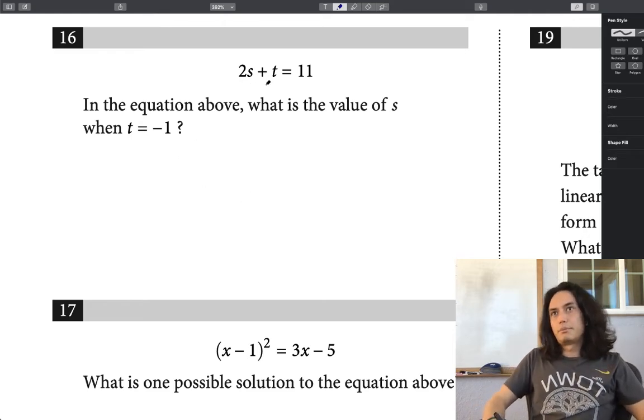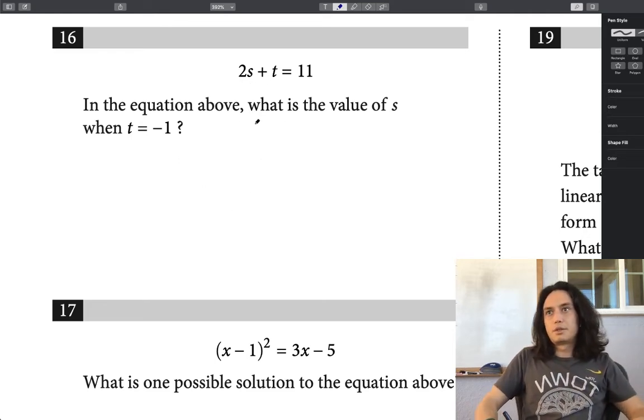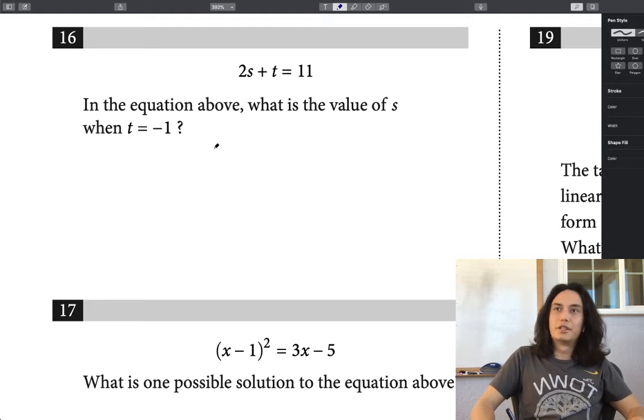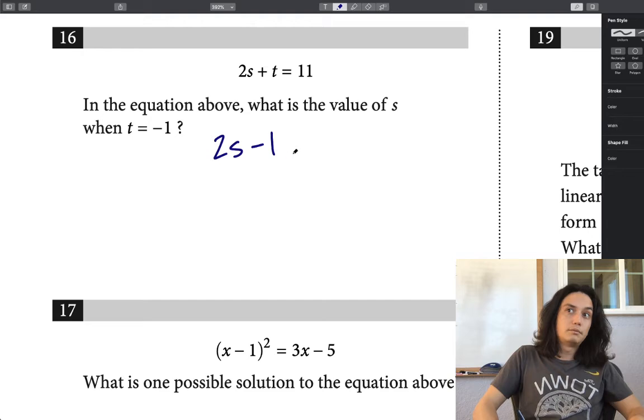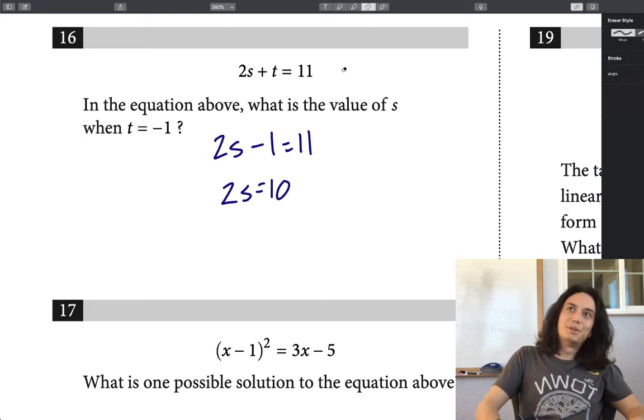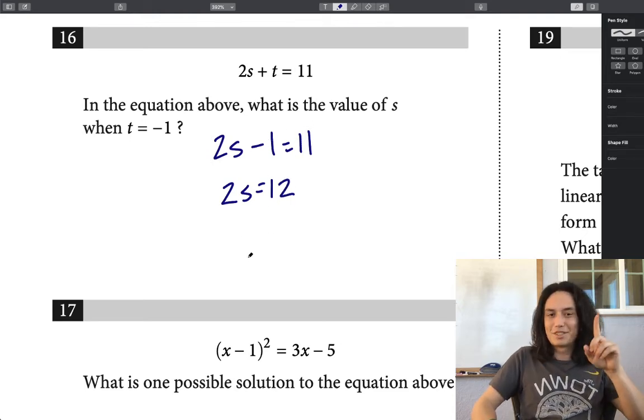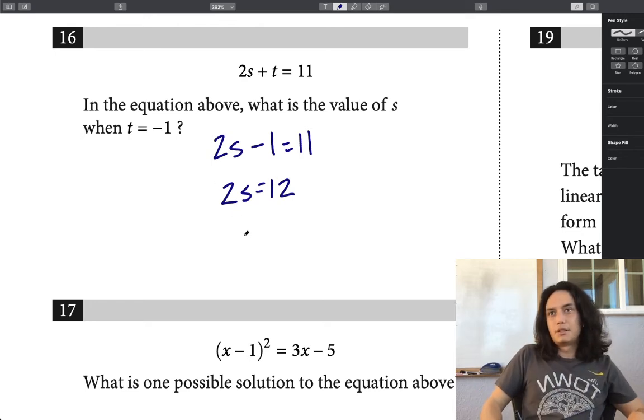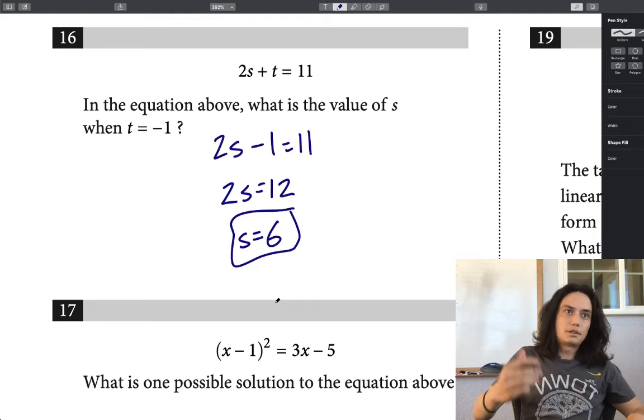So 2s plus t equals 11. In the equation above, what is the value of s when t is -1? Okay, we're just going to plug -1 in for t. So 2s minus 1 equals 11. Oh boy, 2s equals 10. Here we're, oh boy, we are adding 1 to both sides. So it's 12. 11 plus 1 is 12. It's not 10, it's 12. And then we're going to divide both sides by 2. That's s is 6. Is that the right answer? Yes. Great.